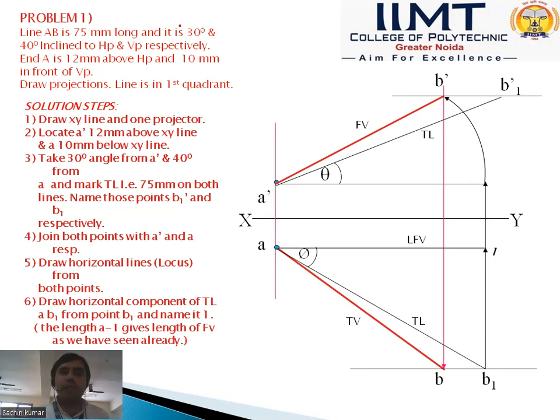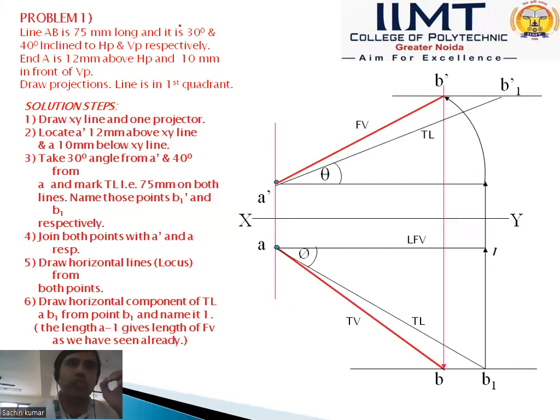So always remember, in case of a line inclined to both the planes, the true length is always greater than the front view and top view lengths, and the front view and top view lengths are always lesser than the true length, but the angle made with the XY line is greater than the actual angle given with the HP and VP. You can remember these things, and very easily we can draw these in engineering drawing. So we have discussed these things.